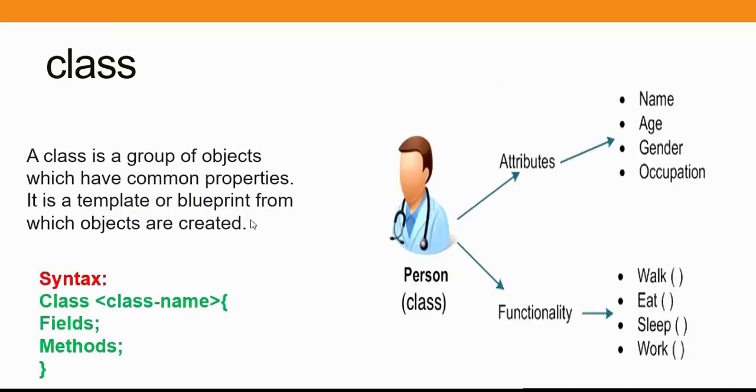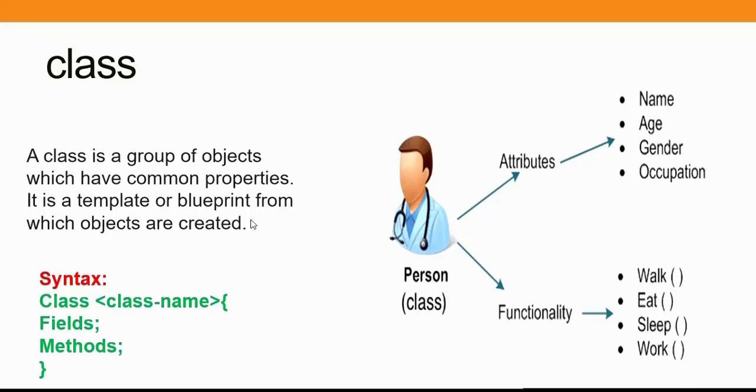The next part is class. So what is a class? A class is a group of objects which have common properties. It is the template or a blueprint from which objects are created. I don't know whether it is making sense or not, so let me say this in short. A class is a group of objects. Pen is an object, chair is an object, apple is an object. A class is nothing but a group of objects.